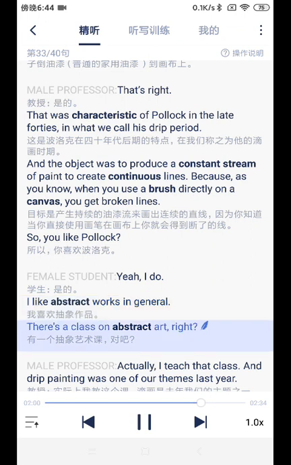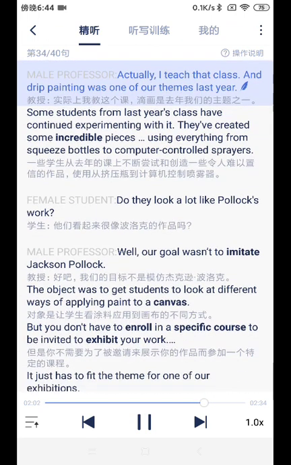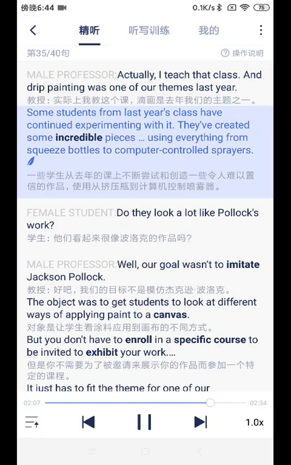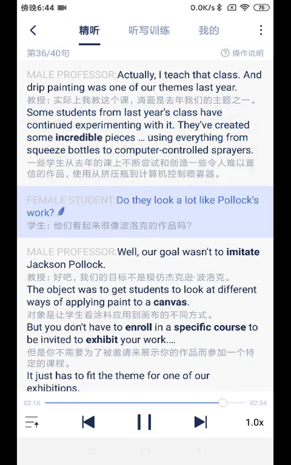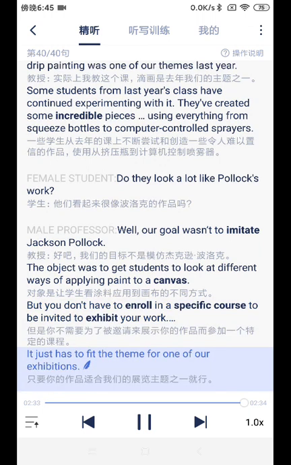There's a class on abstract art, right? Actually, I teach that class. And drip painting was one of our themes last year. Some students from last year's class have continued experimenting with it. They've created some incredible pieces, using everything from squeeze bottles to computer-controlled sprayers. Do they look a lot like Pollock's work? Well, our goal wasn't to imitate Jackson Pollock. The object was to get students to look at different ways of applying paint to a canvas. But you don't have to enroll in a specific course to be invited to exhibit your work. It just has to fit the theme for one of our exhibitions.